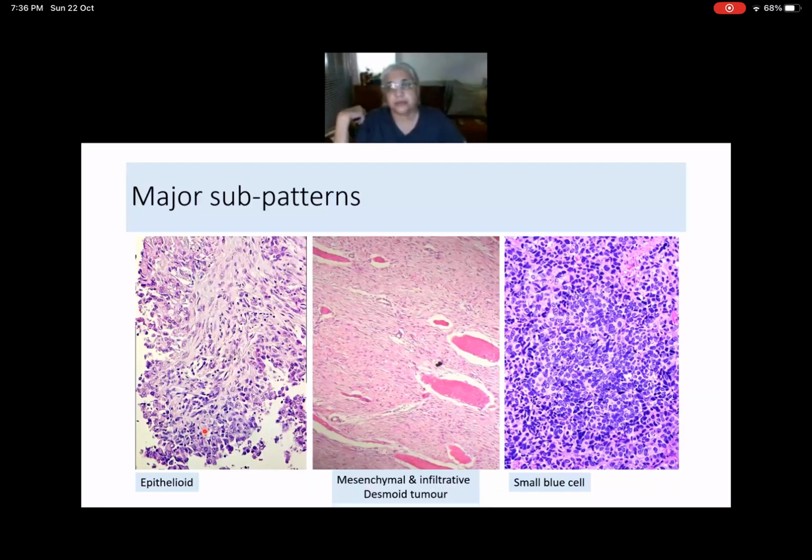Now, I don't know who called this epithelioid. Who was answering at that time? Was it you, Pratibha? Did you say epithelioid? Excellent. So now you tell me, this is epithelioid. Okay, so what do you think the diagnosis could be over here?